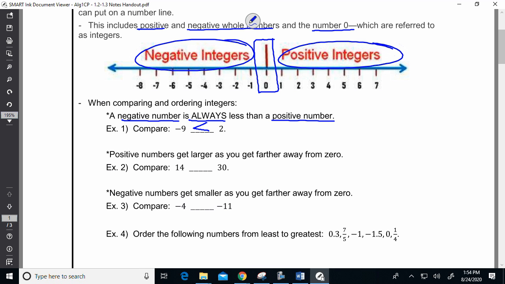Positive numbers get larger the farther away you get from 0. So you have 14 and 30. Obviously, 14 is less than 30.